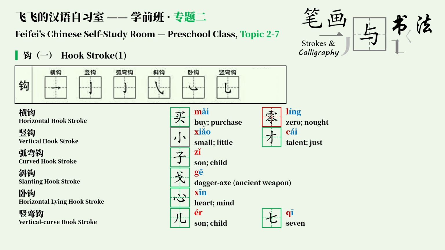Homework. Write each example character 买 零 小 才 子 歌 心 儿 七 20 times carefully, following the writing rules of each hawk stroke we learned today. Pay attention to the pause and flick movement for making hawks, the natural curve of the curved hawk and the vertical curve hawk. And remember the writing rules for Chinese character structures introduced with 零.